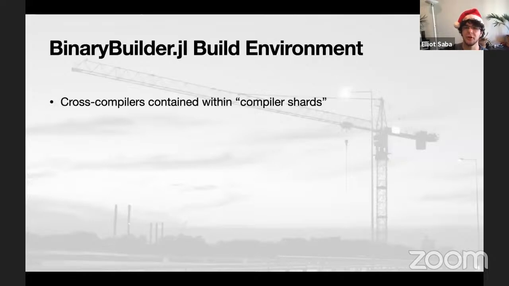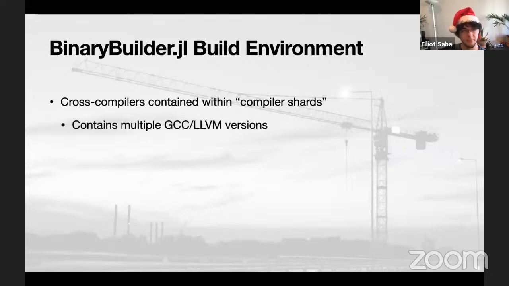So cross compilers are contained within these things called compiler shards, which are basically just a set of compilers and headers and libraries and such that GCC and Clang and such can use to build code for the target platform. We actually have multiple GCC and LLVM versions for each target.